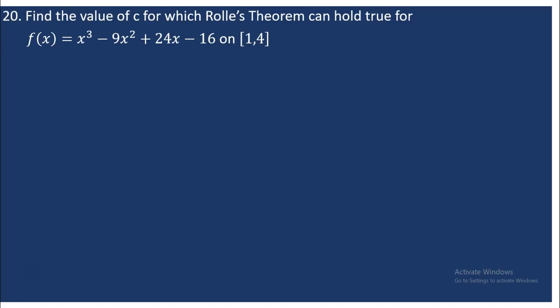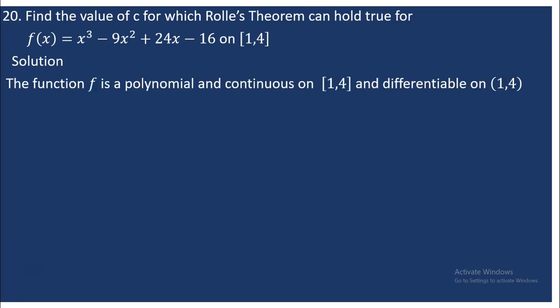So let's start our calculation. The solution goes like this. We are interested in finding a certain number c within the interval 1 to 4, in between 1 and 4, such that the derivative can be 0. Basically, Rolle's theorem is a specific case of the mean value theorem, and as you see, our function f is a polynomial function, which is a continuous one.